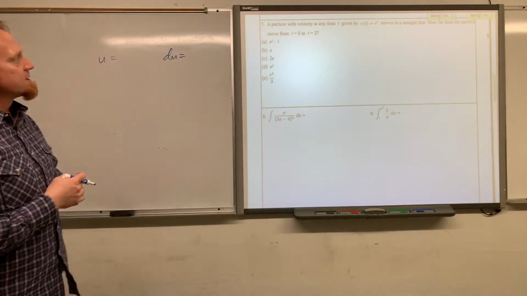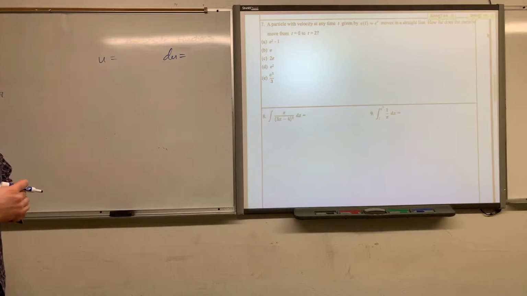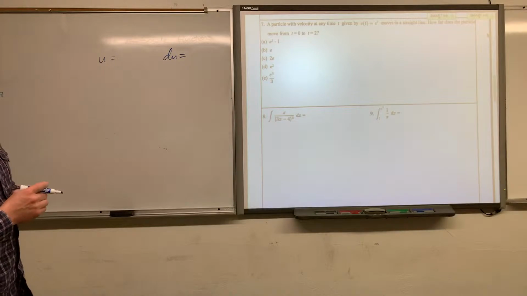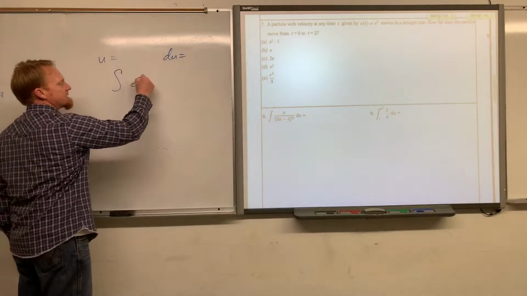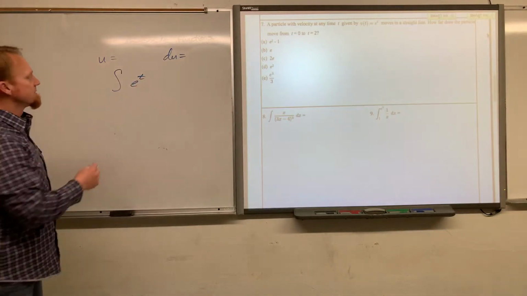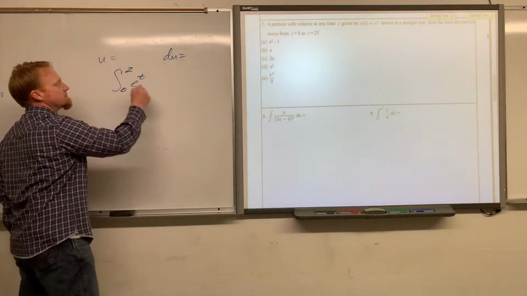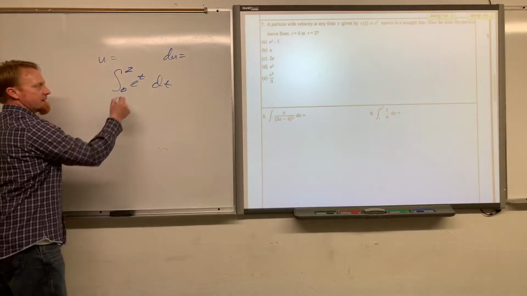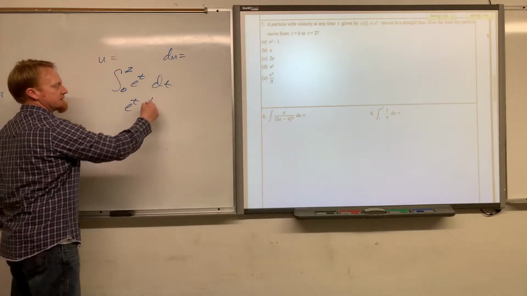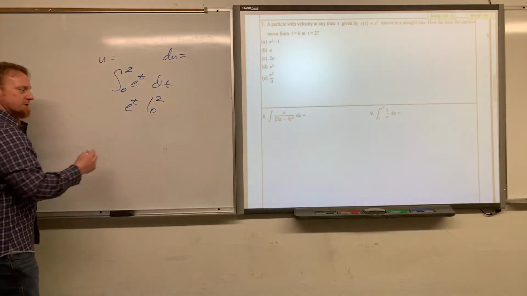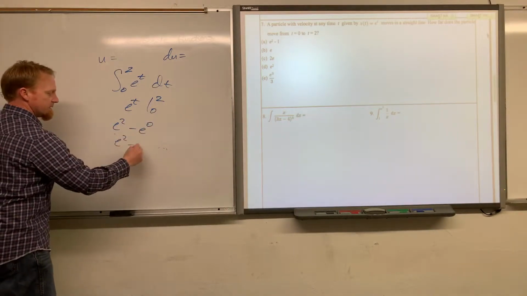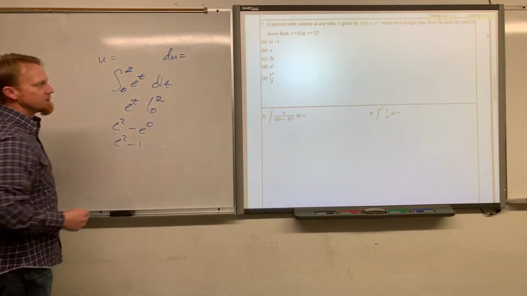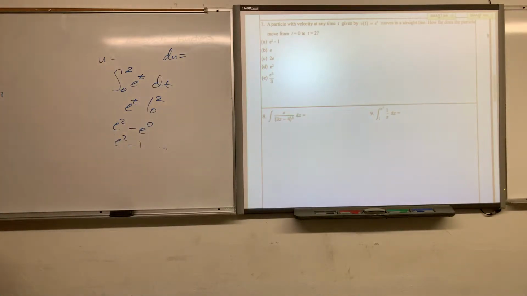A particle with a velocity at any time t given by v of t equals e to the t moves in a straight line. How far does the particle move from 0 to 2? So we just need to integrate velocity. So we integrate velocity, we're going from 0 to 2. If I integrate e to the t, I get e to the t. We're going from 0 to 2. So e to the 2 minus e to the 0. And we know anything to the 0 power is 1. So that makes our answer A.